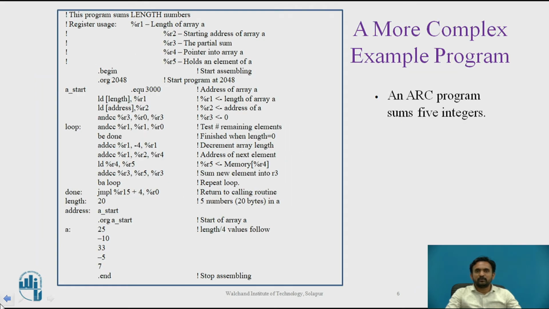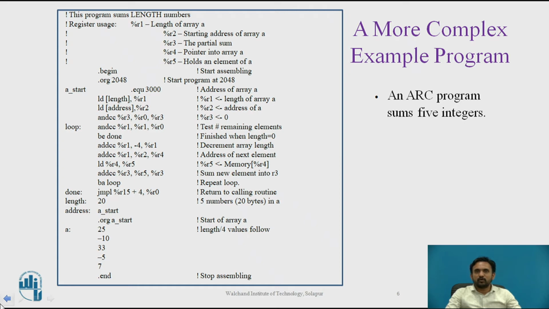Next, one more complex example program we have written is the sum of an array of integers. Now consider a more complex program that sums an array of integers. One possible coding is shown here in this particular program. As in the previous example, the program begins and ends with a .begin and .end pair.